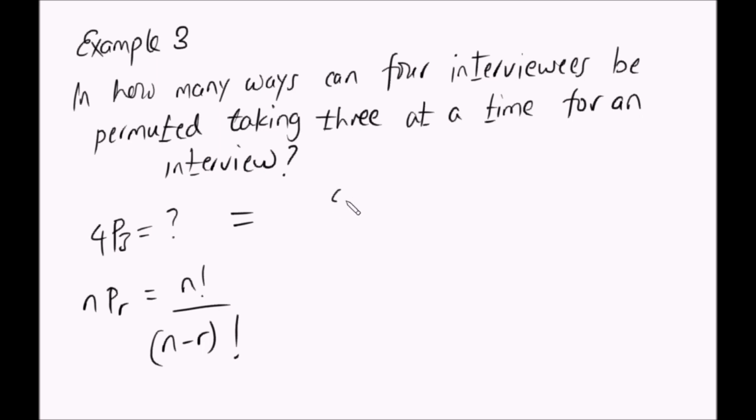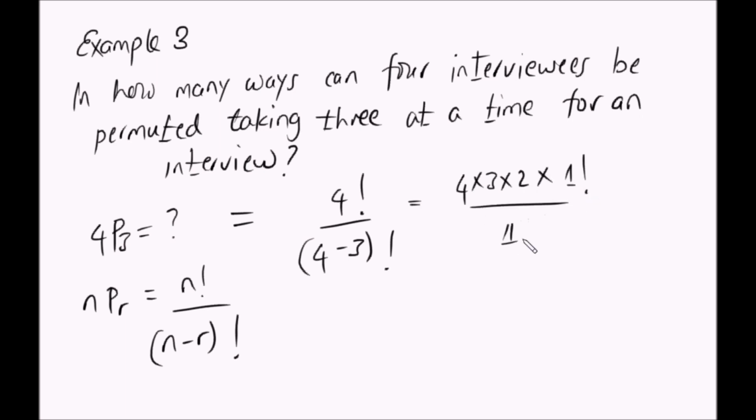Kwa hiyo hii 4 permutation 3 itakuwa ni 4 factorial over 4 minus 3 factorial. Kwa hiyo itakuwa ni 4 times 3 times 2 times 1 factorial over 1 factorial. Ambayo ni ngapi? 24. So in how many ways? Jibu ni 24 ways. This is example 3. Let's now see example 4.